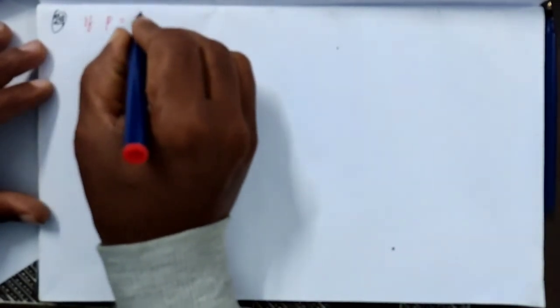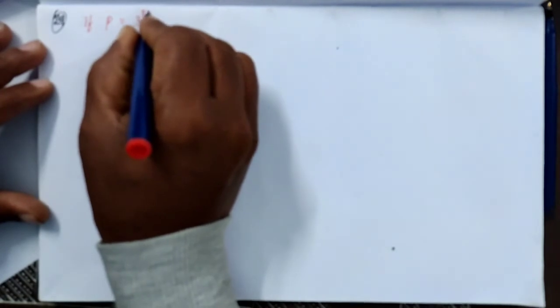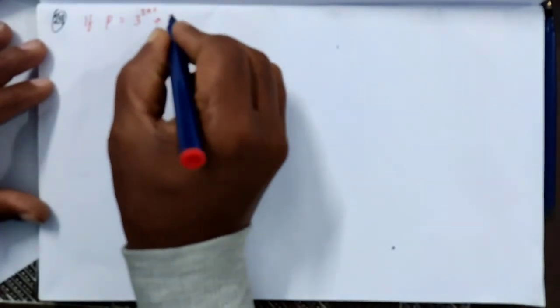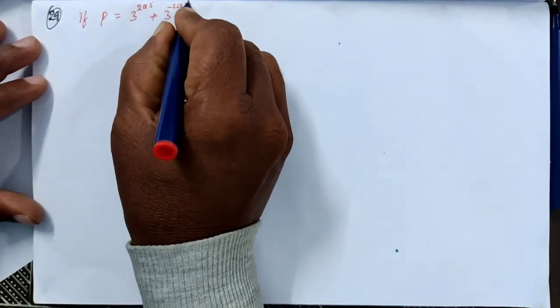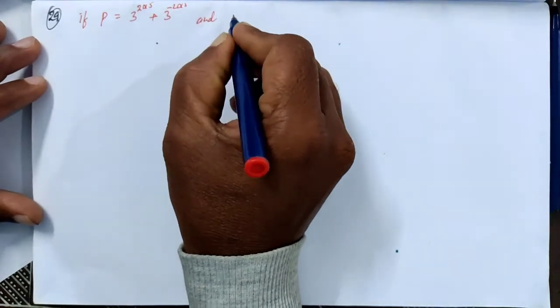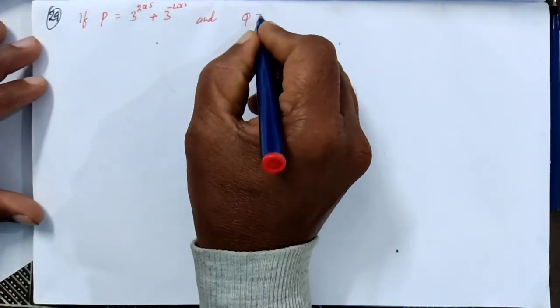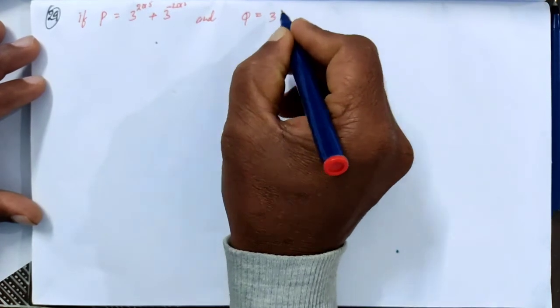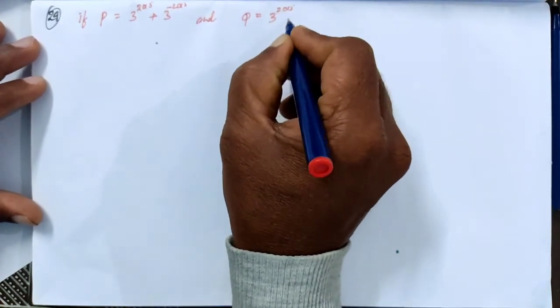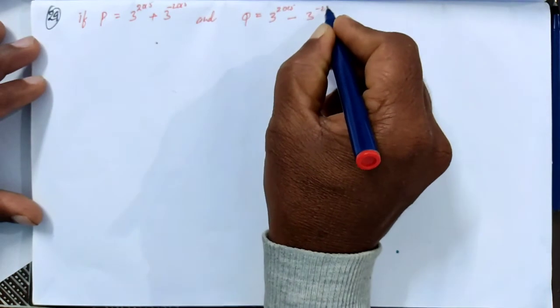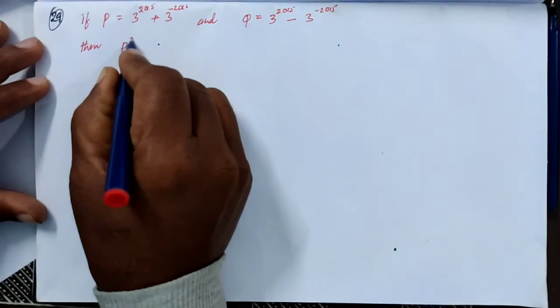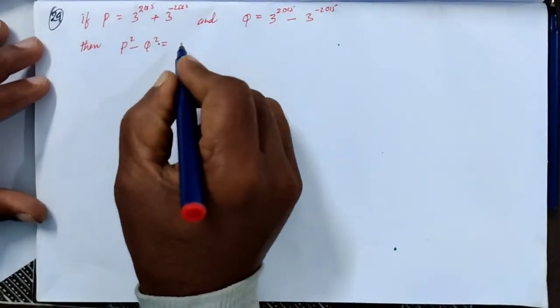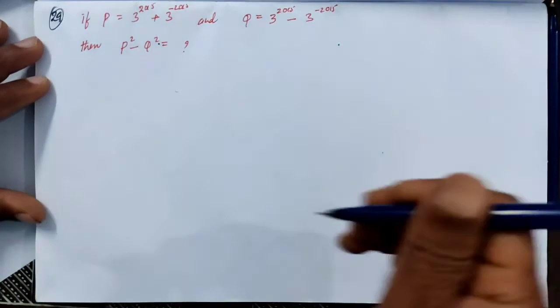If P is equal to 3 to the power of 2015 plus 3 to the power of minus 2015, and Q is equal to 3 to the power of 2015 minus 3 to the power of minus 2015, then P square minus Q square is equal to how much? So that is the question.